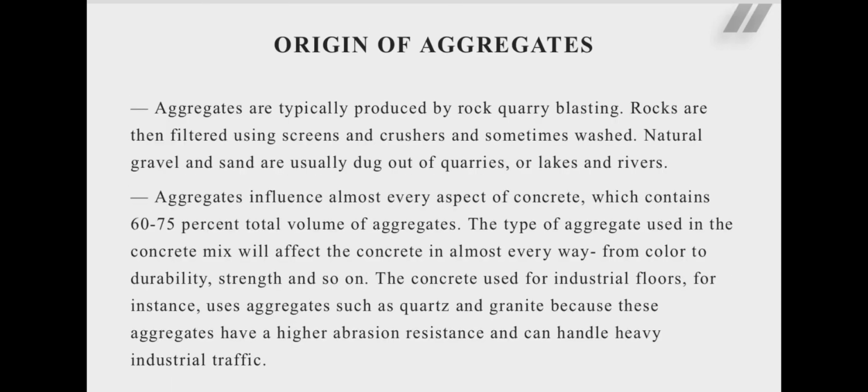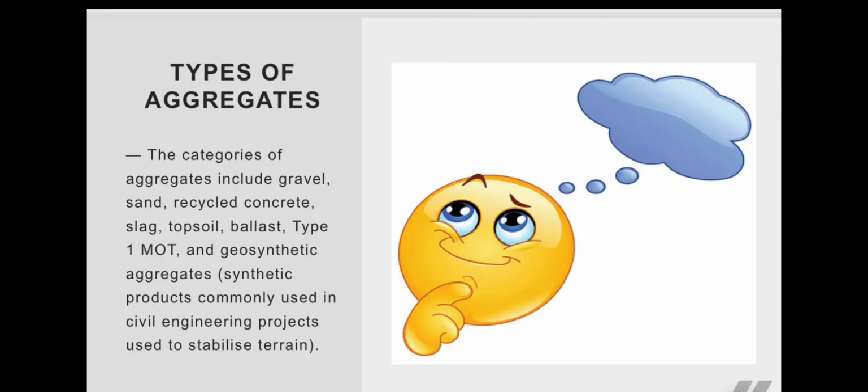Aggregates are typically produced by rock quarrying and blasting. Rocks are then filtered using screens and crushers and sometimes washed. Other types include slag, topsoil, ballast, type 1 MOT, and geosynthetic aggregates, a synthetic product commonly used in civil engineering projects to stabilize terrain.